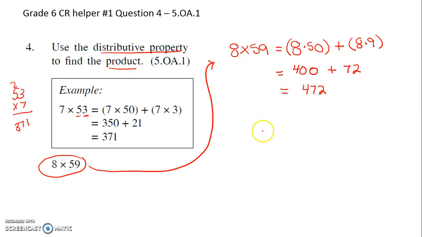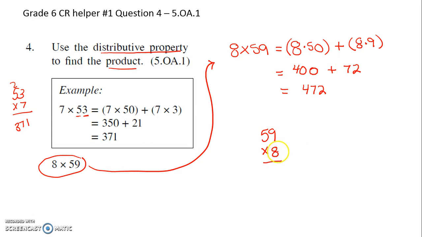Could you use the standard algorithm? Could you do 59 times 8? Sure, but in this problem they asked you to use the distributive property. But I can go ahead and long multiply this, and I'm going to get 472. This method is just a little easier to break it down for us to be able to handle it right in our head without a calculator. That's why the distributive property is powerful.